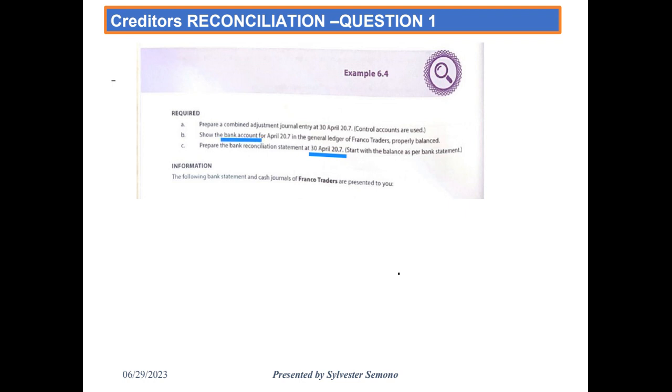So we have to open, and they want the combined journal entry. So we are gonna separate cash receipts from the cash payments, and thereafter they want you to do the bank record. Okay, so those are the requirements, and we know that we are Franco.